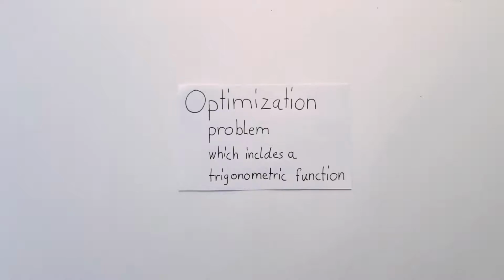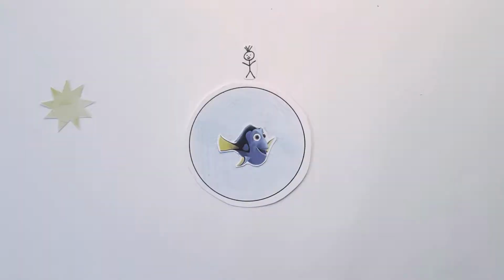In this video, we will solve an optimization problem which includes a trigonometric function. Imagine it's summer and you are on holiday with your friends at a lake. But it's not a normal lake, it's a mathematical lake which is circular.